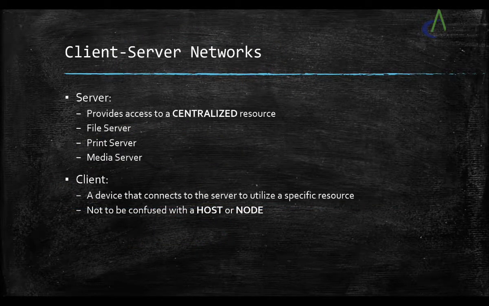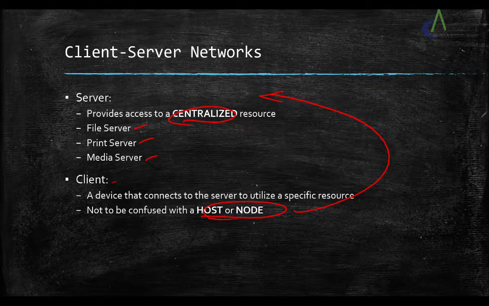So in a client-server network, know that the server is centralized, right? We can have things like a server that doles out files, one that does printing, or something we have experience with, a media server, right? A client is any host or node that accesses that server. So even though we use the term client, host, and node kind of interchangeably, they're really not. A client is a client when it's accessing the server, okay? Otherwise, it's a host or a peer. That's what makes the difference.